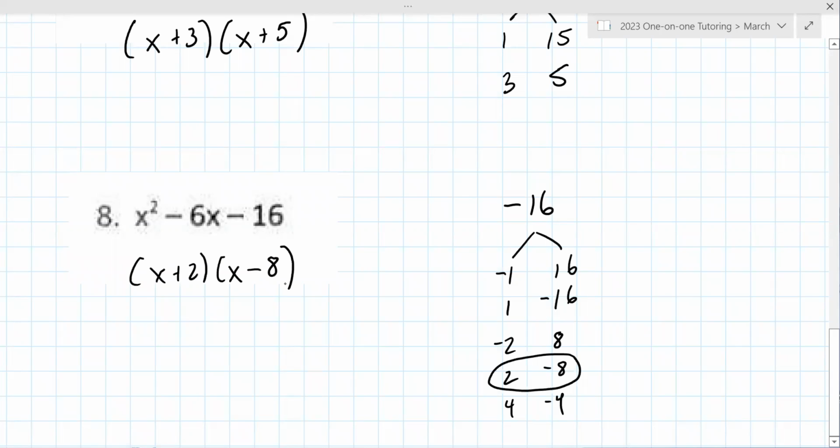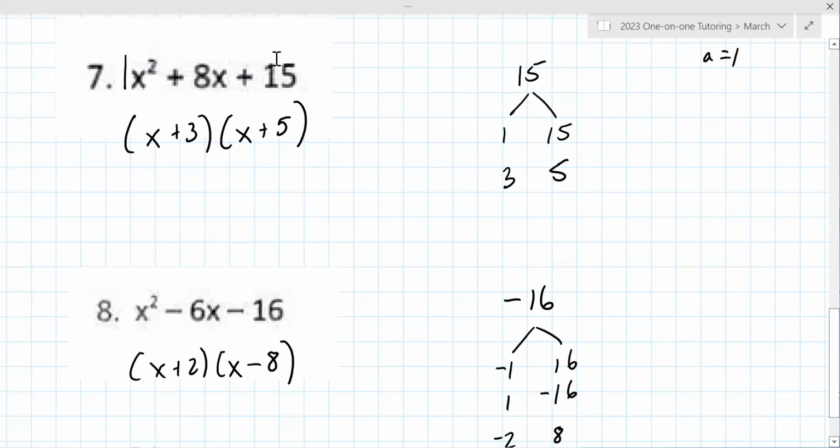So the key here in both these problems is you look at the last number and you try to find 2 numbers that multiply to the last number, but add up to the middle one.